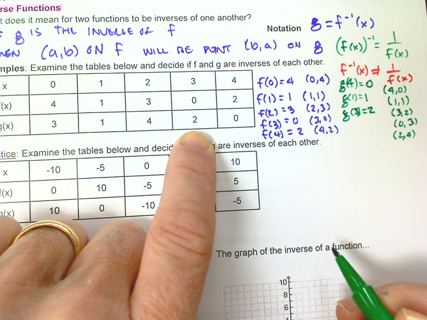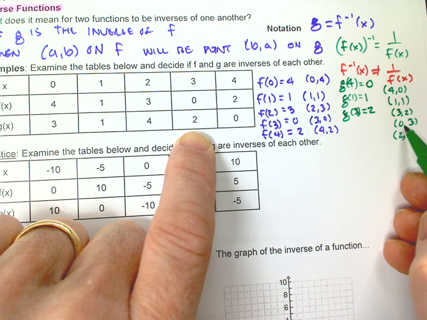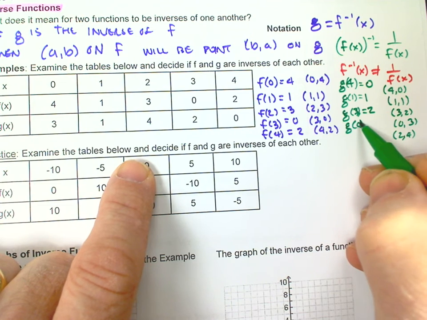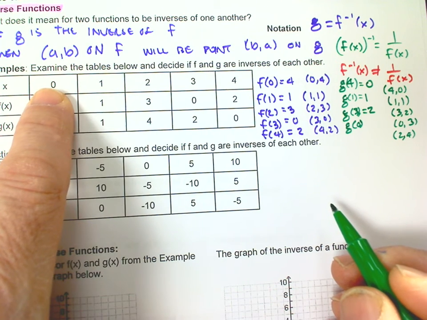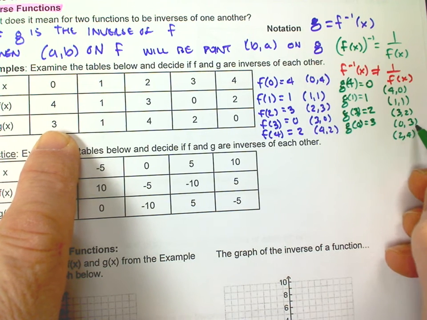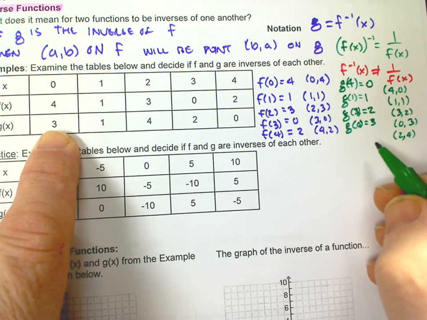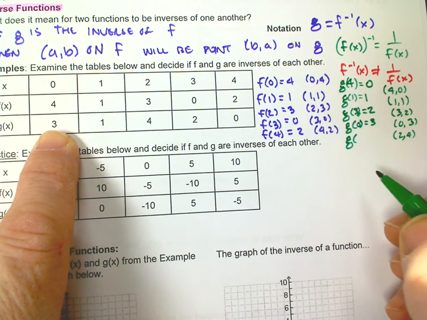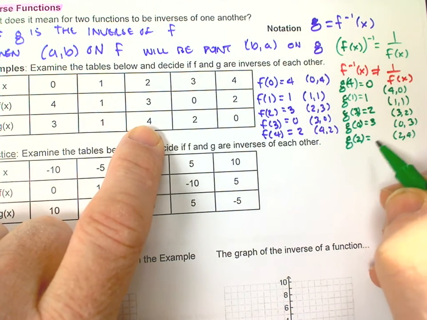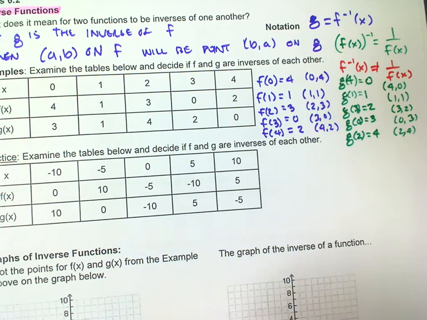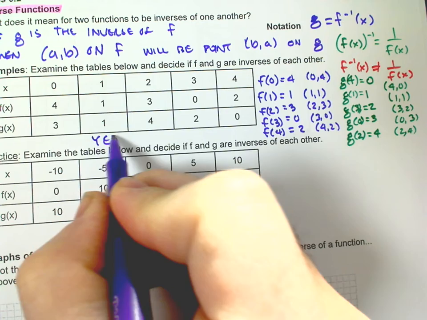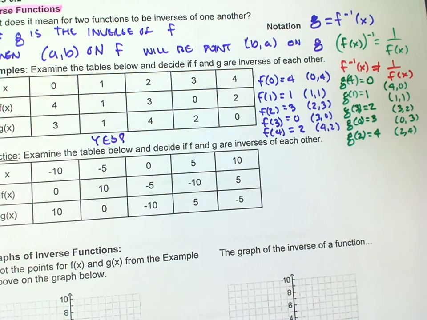And I think I skipped one, didn't I? No, I didn't. Next one is we're going to substitute in 0 in the g function. 0, our output is 3. That matches (0, 3) from the (3, 0). And our last one, fingers crossed, we're going to substitute in 2 in the g function, and our output is 4. So yes, indeed, these are inverses. Gotta love it.